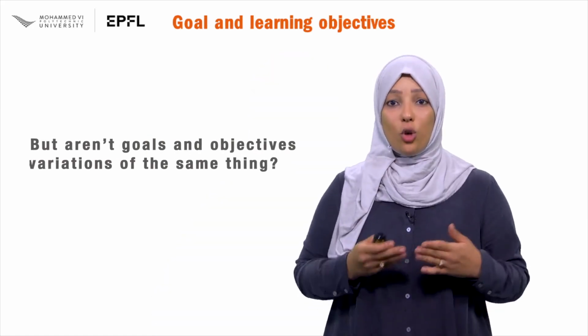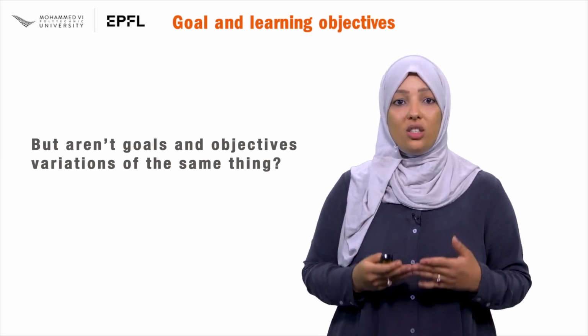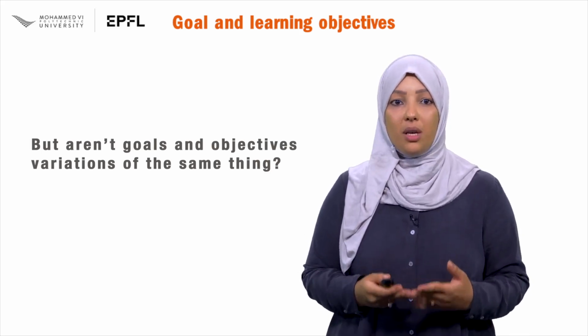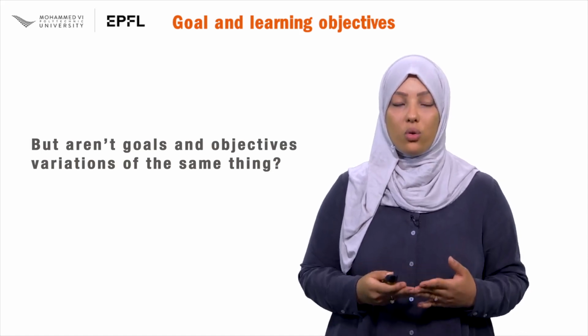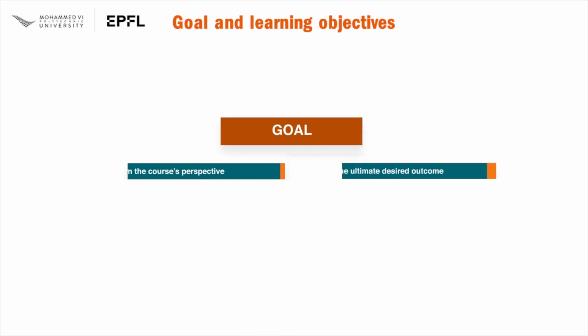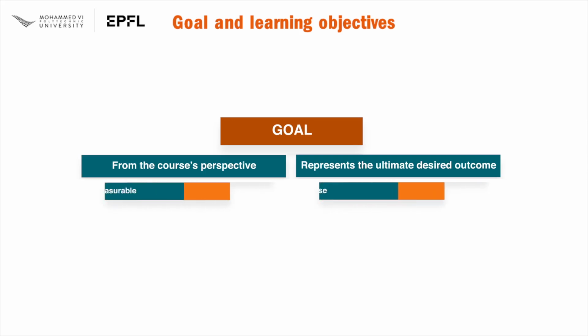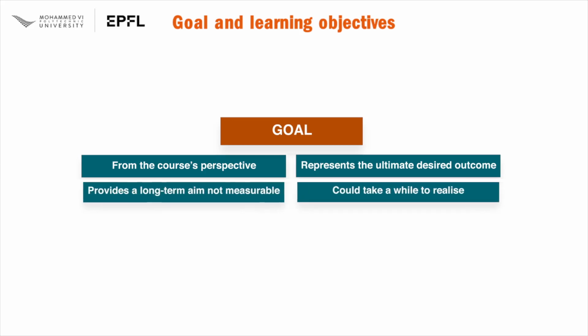But aren't goals and objectives variations of the same thing? While they are often used interchangeably, they have specific meanings which will have an impact on your course design. The goal is what the course will cover from the course's perspective. It is the big picture of the ultimate desired outcome. You have a goal as a lecturer for your course. It provides a long-term aim which is not necessarily directly measurable. The time frame can also be quite long.